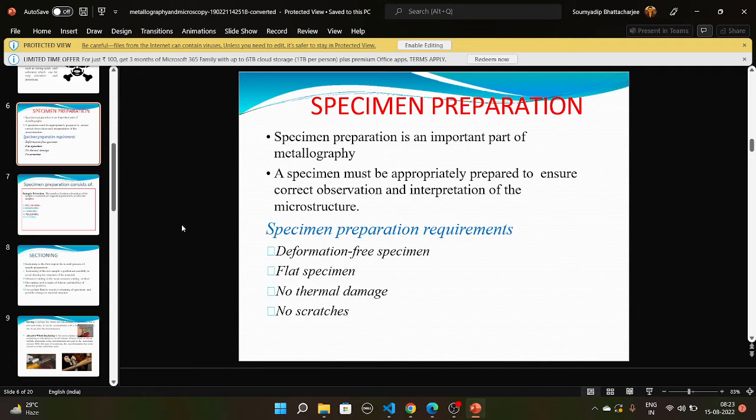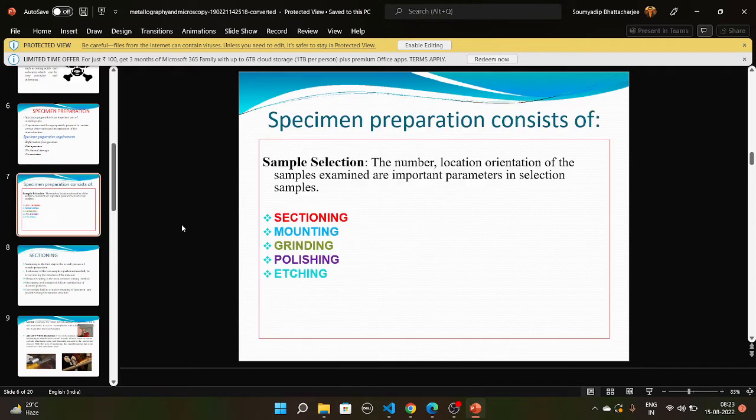No scratches means as far as possible you have to make the surface smooth, but mere smoothness may not be able to give you proper reflection in differentiating the grains and the grain boundaries. You have to go for the chemical attack using the etchants. That is coming later on. Next point.